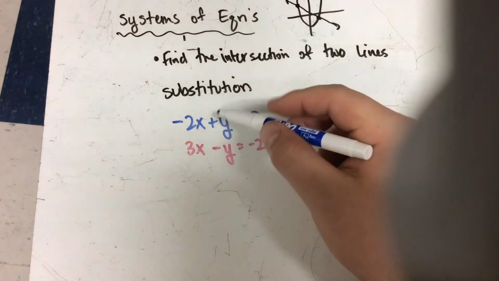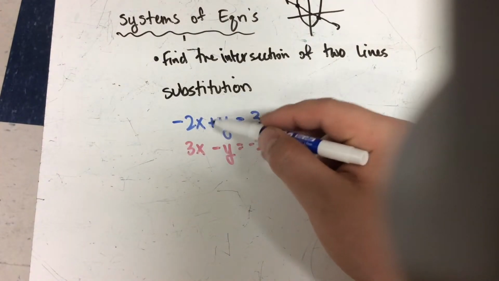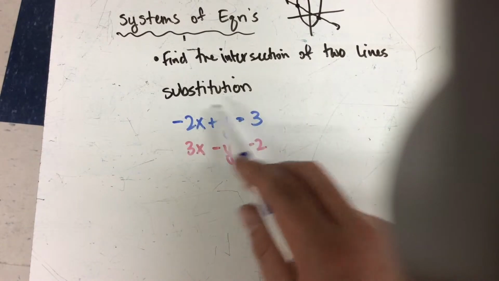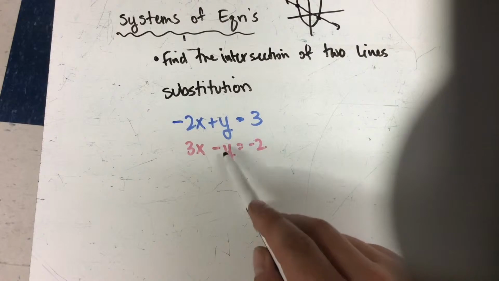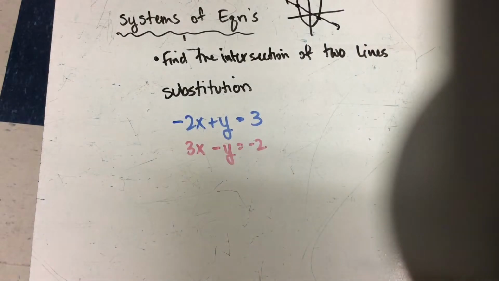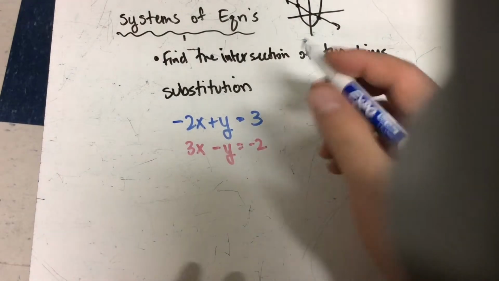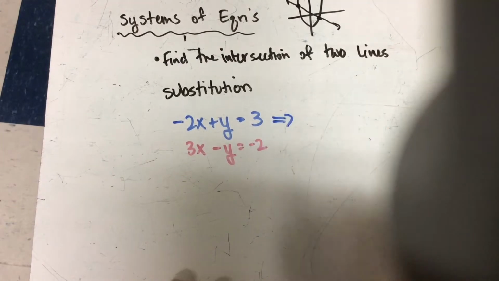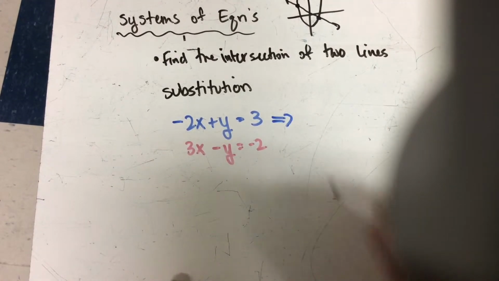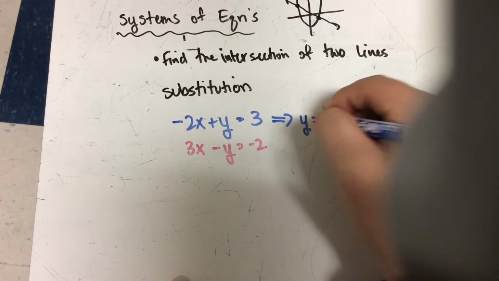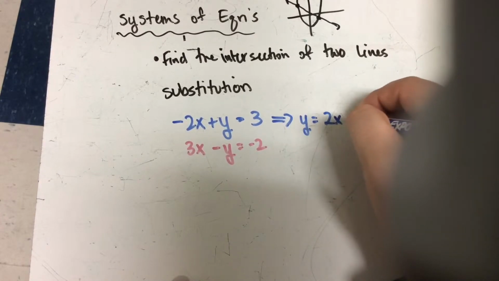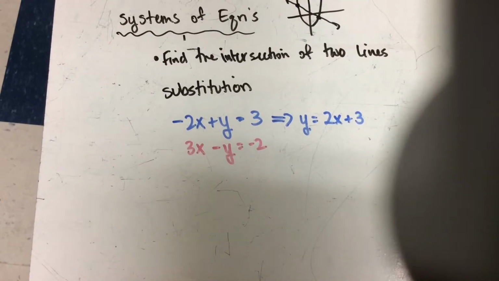This y here has a 1 in front, and it's positive. So I think the easiest one to solve for is the blue. You could solve for pink, but you'll have to multiply by a -1 to get y truly by itself. So the blue one is set up perfectly for us. We're going to add the 2x to both sides, so this will become y equals 2x plus 3.